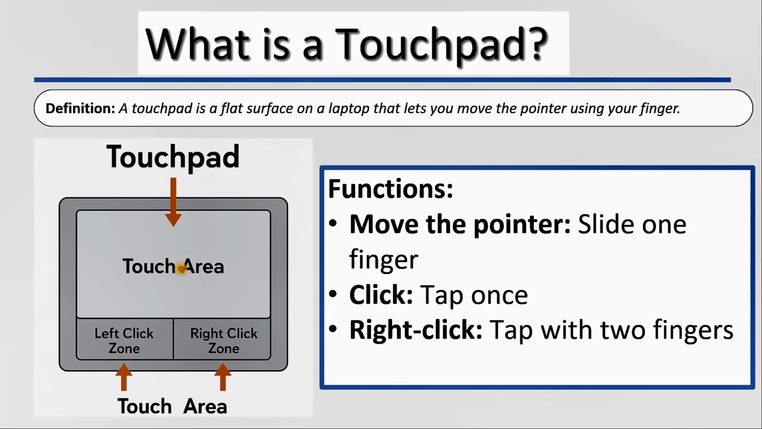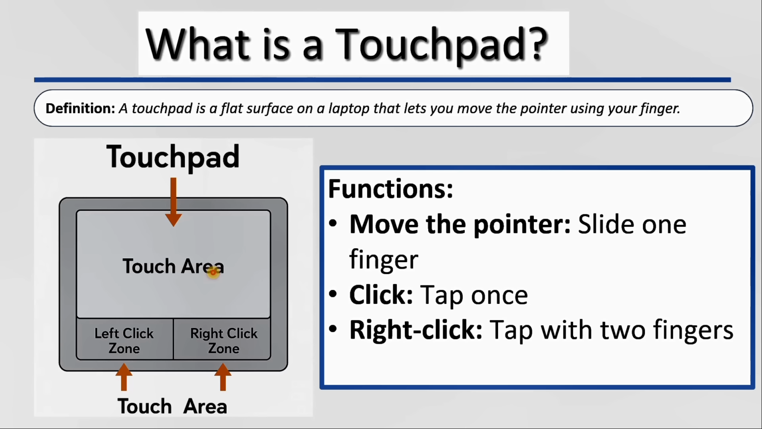Another function is this. We use the touchpad to right click. How do you right click? You tap with two fingers. If you tap with two fingers on this touch area, a special menu appears with extra options. This is like asking the computer, what else can I do here?